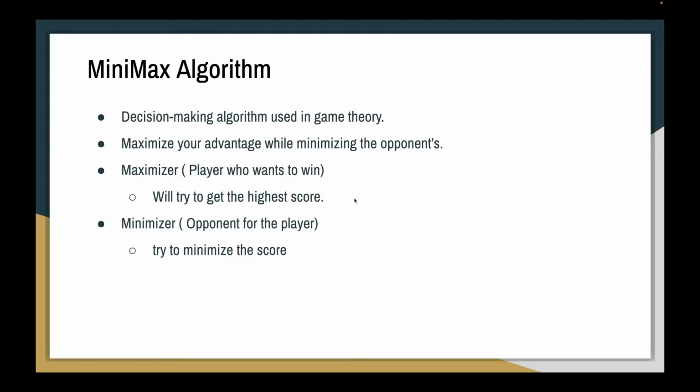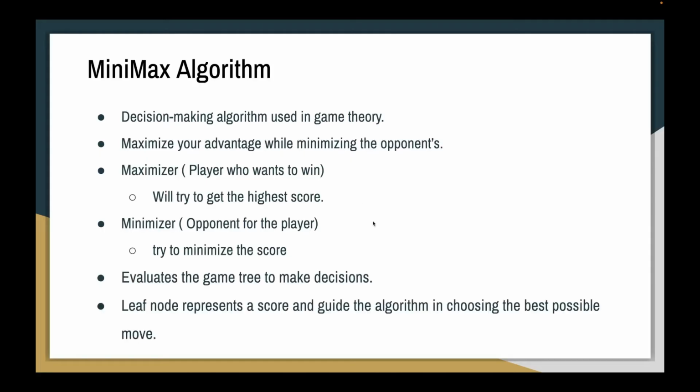The MiniMax algorithm works by evaluating the game tree to make decisions. Each leaf node represents the final outcome of the game. The heuristic algorithm assigns scores to the leaf nodes based on the factors.